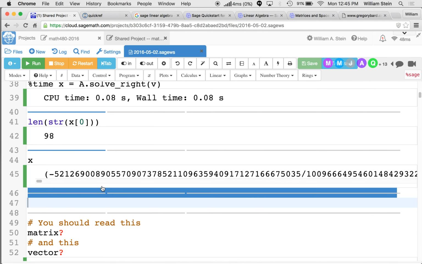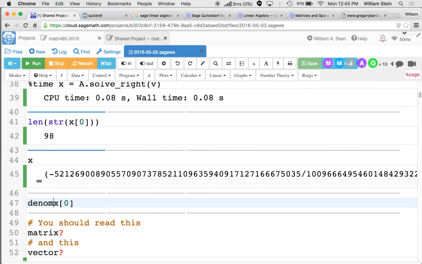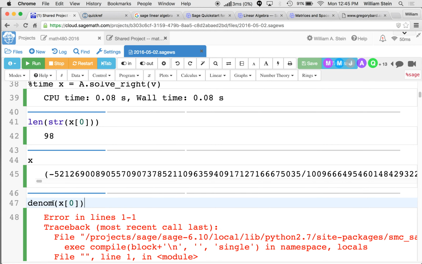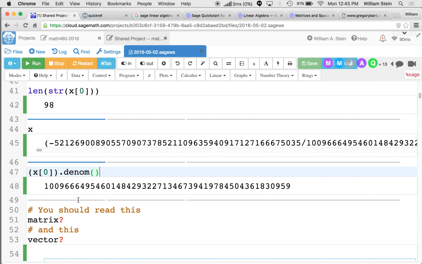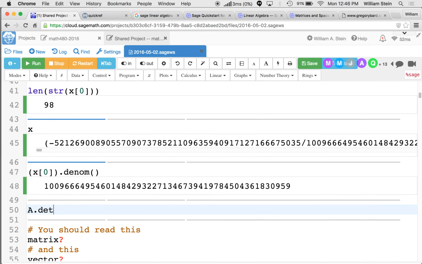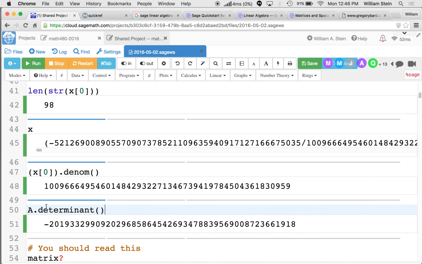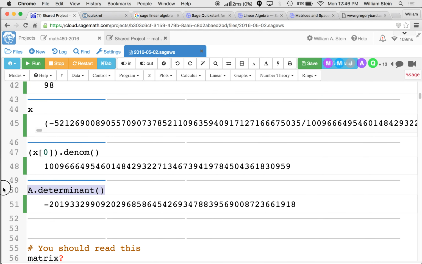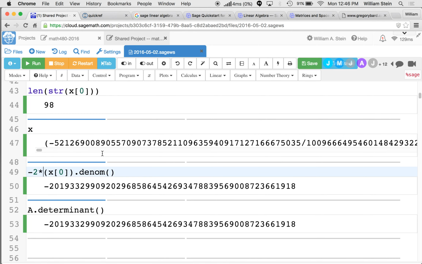And so let's just look at the denominator of the first entry in this vector X. I think denom works. Nope. Maybe dot denom. Okay, there's the denominator. Now let's compute the determinant of this matrix. There should be a relationship because of Cramer's rule. I think that the determinant is probably twice that denominator, or minus two times it. See? So a very fast way to compute a determinant, instead of computing the reduced row echelon form, is to solve AX equal to V, take the denominator of your random vector X that you got this way, and then it's very close to the determinant, and with a little theory, you can determine what the quotient of the two numbers is.